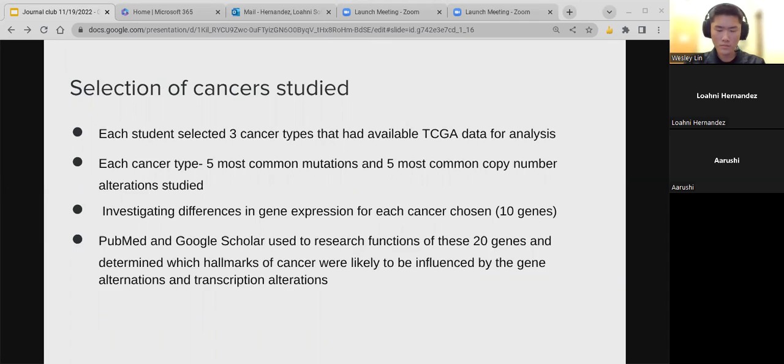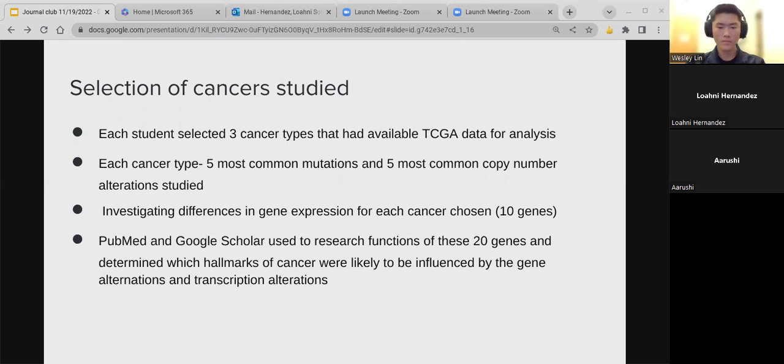So when looking at what was being analyzed by the students, each student selected 3 cancer types that had available TCGA data for analysis. I would like to note that these students are part of the cohort that had that extra enrichment laboratory. For each cancer type they selected, students were asked to investigate genomic alterations by identifying the 5 most common mutations and the 5 most common copy number alterations.